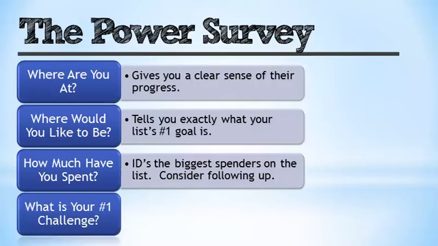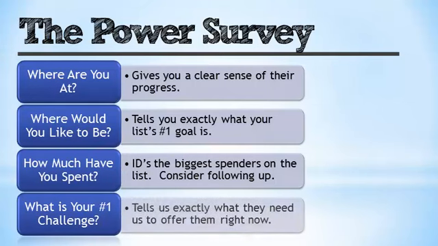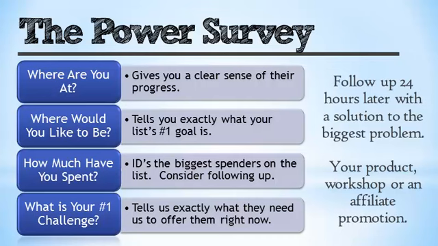And then finally, what is your number 1 challenge? And this is going to tell you exactly what they need you to offer them right now. If 85% of the people on your list are really into kayaking, love to kayak, and are busy wondering which kayak they should buy, then right away you need to run an offer for a new kayak. So it's really simple. You run the survey, you send them the survey, and then 24 hours later, you offer them something that solves their biggest problem. It could be your product, it could be a workshop, it could be somebody else's product, anything like that. You right away hit them with a solution to that problem.